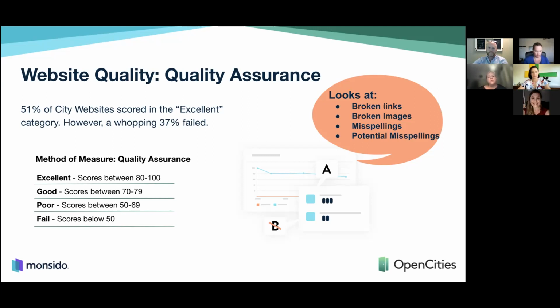So in the report, we dove into quality assurance, looking at things like broken links, broken images, misspellings, and potential misspellings. Just over 50% of city websites scored in the excellent category. However, 37%, over a third, did fail. There are always plenty of fun ones to dig into, finding funny misspellings. But keeping on top of making sure that all the content you spend time putting onto the site is accessible is an important piece of work when you're managing a website.